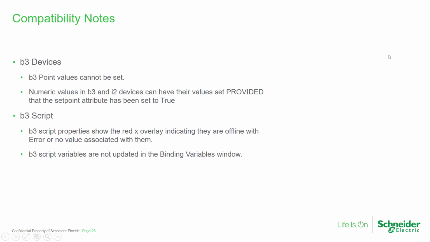In terms of compatibility, you can create B3 devices, all the values that you want. If you want to have those value objects to have a specific value when you deploy, then you need to make sure that the Setpoint attribute on those objects has been set to true. Script properties will show things that indicate that they're offline. When you enable the programs, you're not enabling the programs in the field devices, you're simply enabling them in the AS.